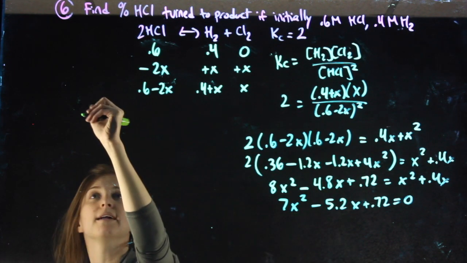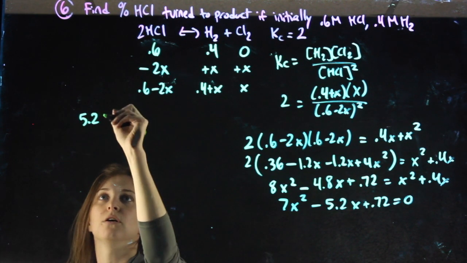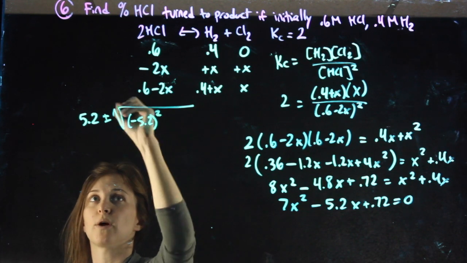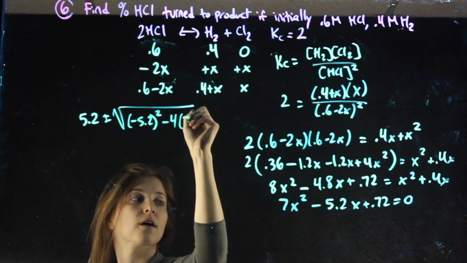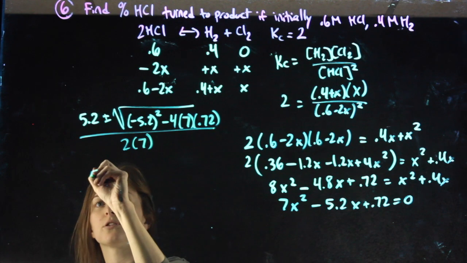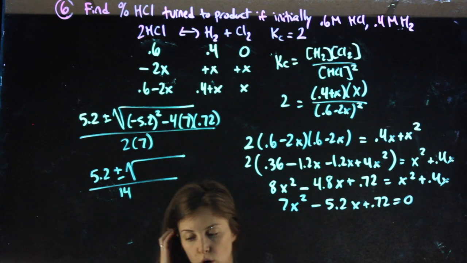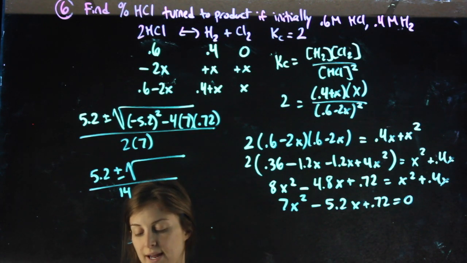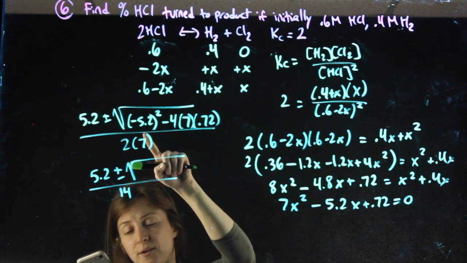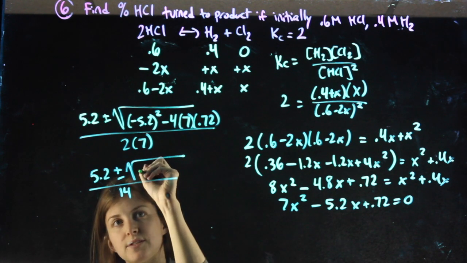Going into the quadratic, negative b, so negative 5.2. The negatives cancel. Plus or minus my square root of b, make sure you're using parentheses before the squared, minus 4ac, all over 2a. So 5.2 plus or minus the square root of something over 14. So negative 5.2 squared, you should get a positive number after you square that. 5.2 squared minus 4 times 7 times 0.72. Under our square root, we have 6.88.